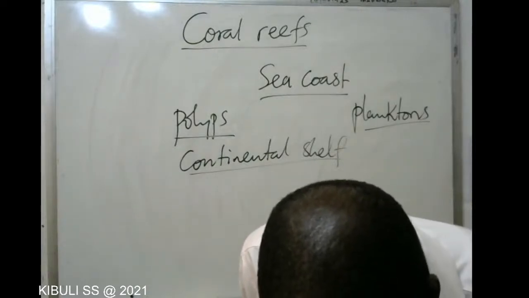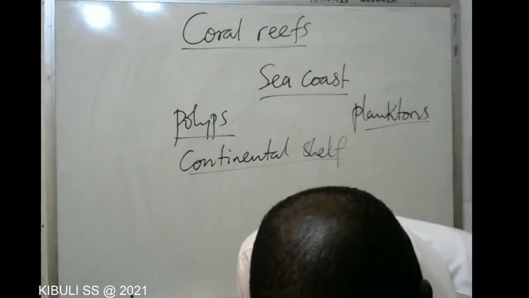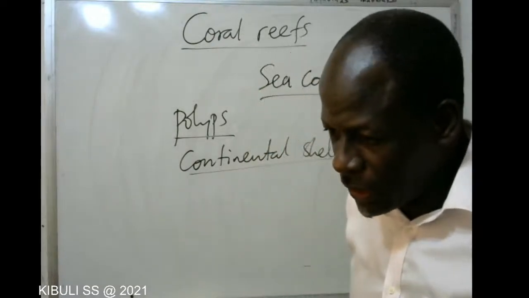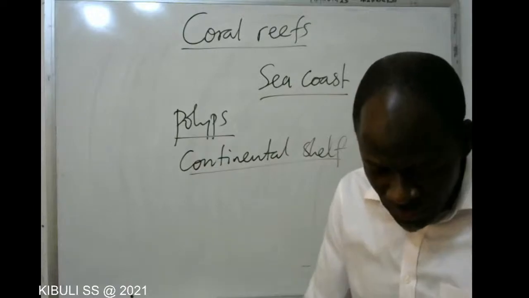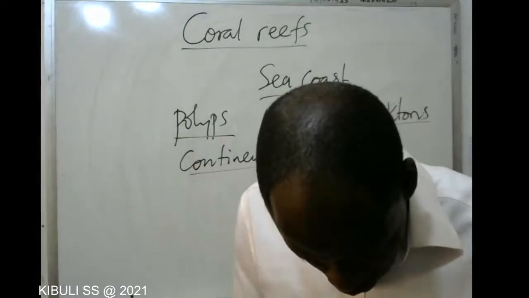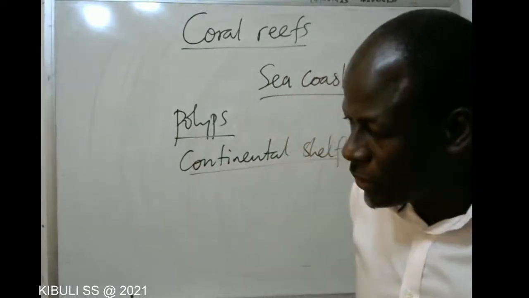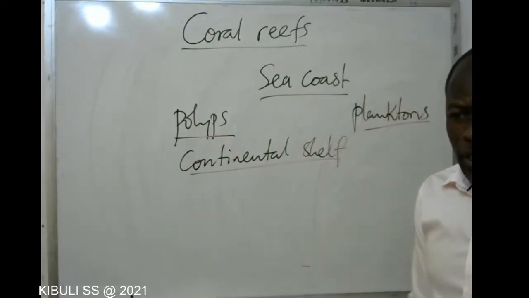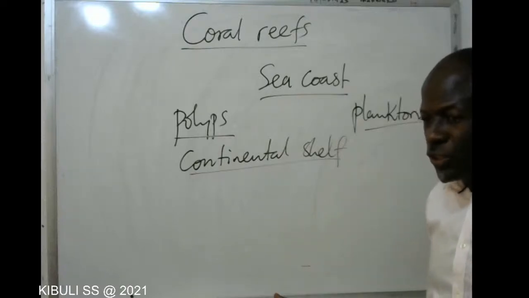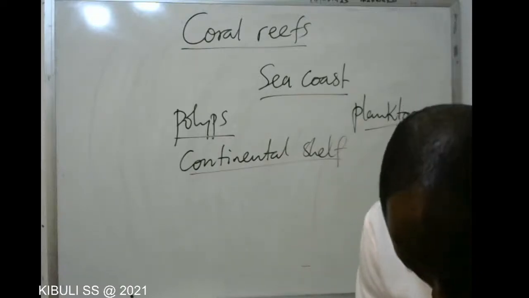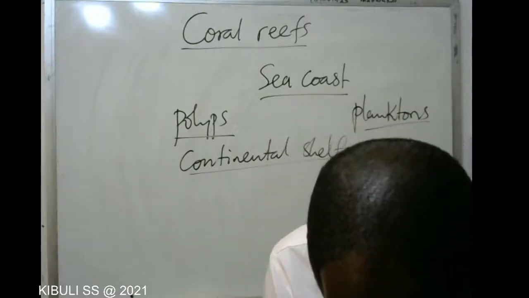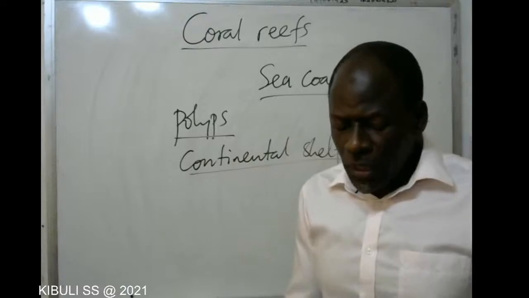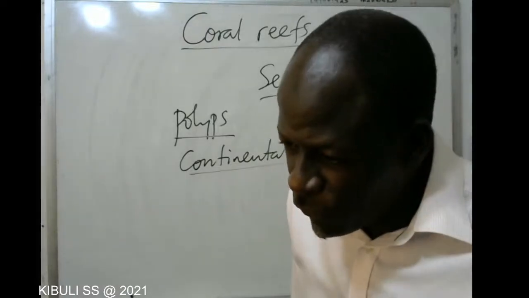And then presence of calm water, meaning that the water is still, the water is not so much disturbed by waves. This allows accumulation of the skeletons, because if there are strong waves that disturb the water, then the skeletons, as they accumulate on the bottom, are washed away by the strong waves. So the water must be calm. Then, if those conditions are present, we have corals forming.